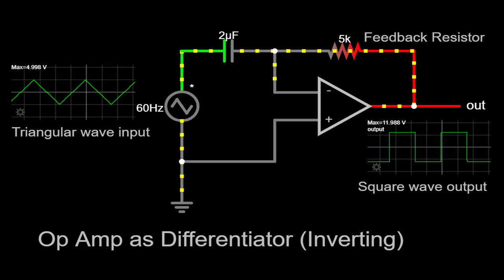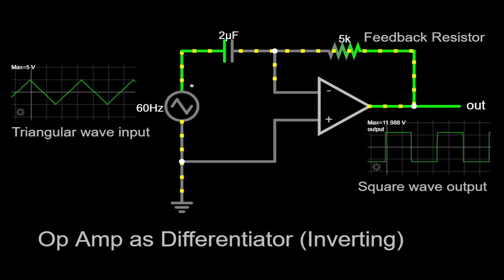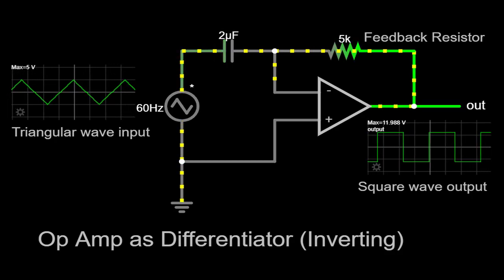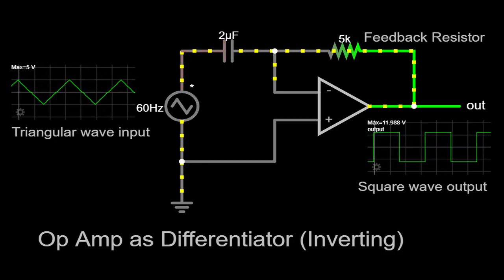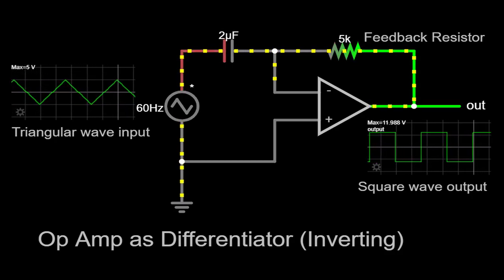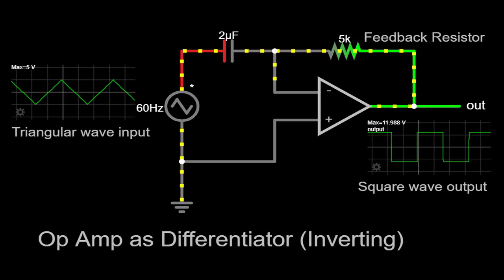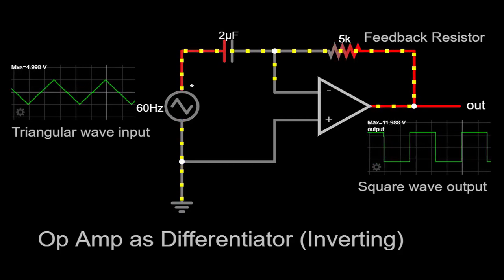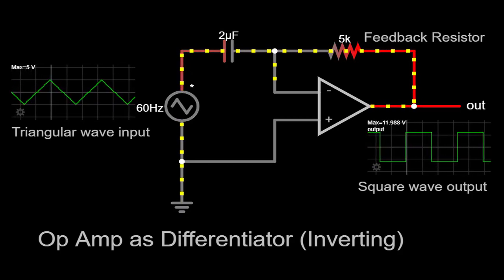Before we delve into the circuit details, let's take a moment to understand what a differentiator does. In the realm of signal processing, differentiation refers to the amplification of the rate of change of a signal. It essentially highlights the high-frequency components of an input waveform, providing us with valuable insights into the dynamic behavior of signals.